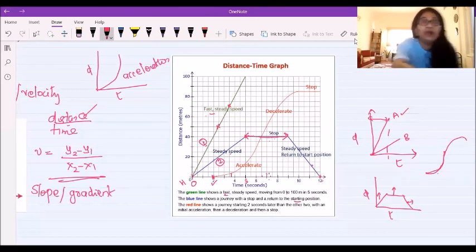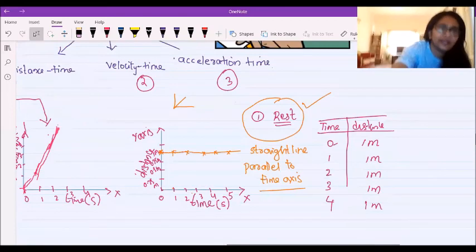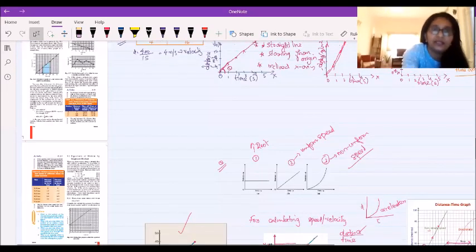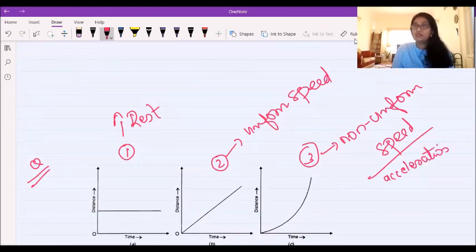Okay. Now let's conclude everything once again. I'm coming back to this diagram. Look at this diagram: rest, uniform speed, non-uniform speed, or you can write acceleration. So if you are asked to sketch a distance time graph that shows accelerated motion, you can draw like this. If it is for constant speed, you can draw this one. If the speed is zero or the object is at rest, you can draw this one.